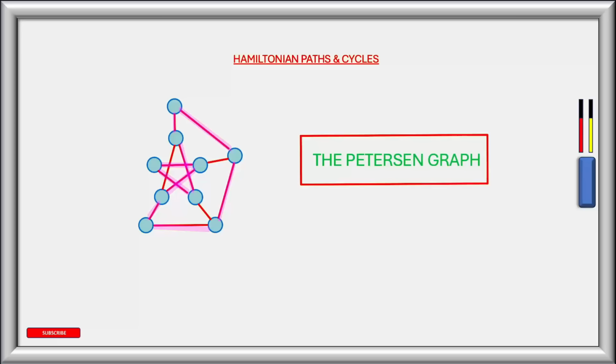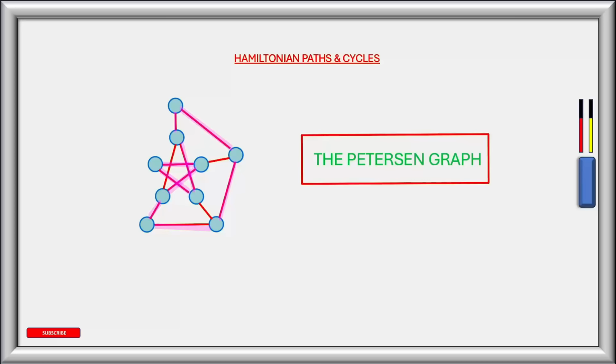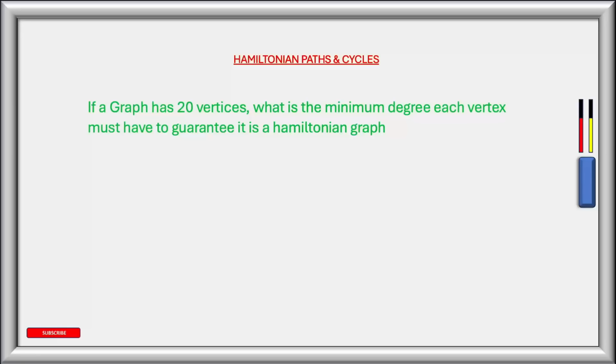And there we have it. We started at the top vertex and passed through every vertex once and ended up back where we started. And so the Petersen graph is a hypo-Hamiltonian graph. And so to finish off, let's have a look at some challenges.